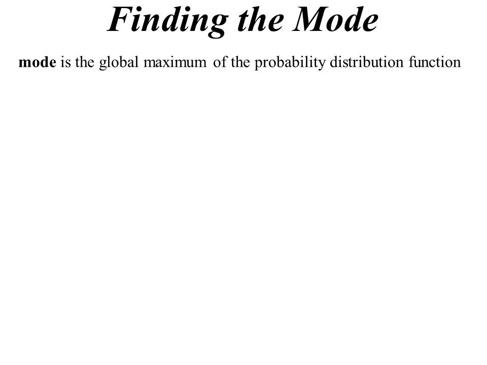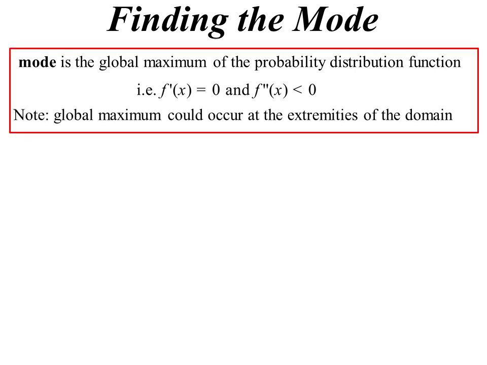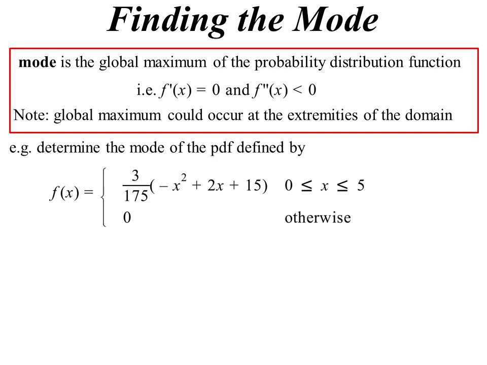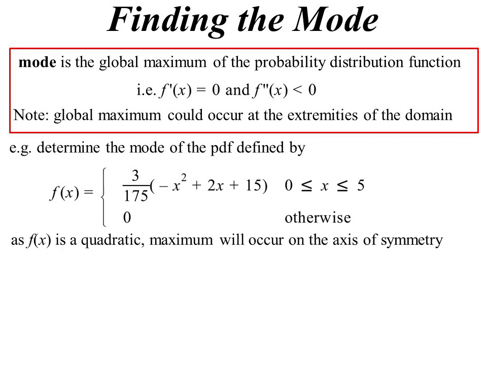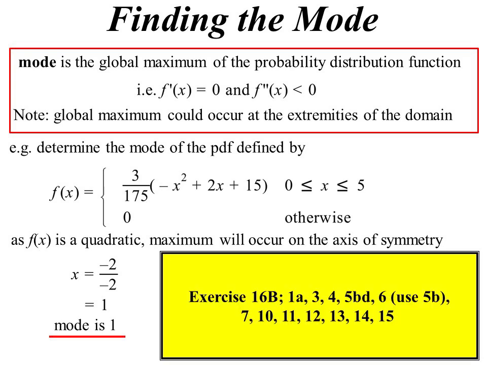If I want to find the mode, it is the maximum of my probability density function. So I know the derivative will be 0, the second derivative will be less than 0. It's certainly quite possible that it could happen at the extreme points of the domain, because we've got a restricted domain, so maybe it'll be there. So sometimes we need to check the extremities. Here's my density function, but nicely this one's a quadratic, so I don't need to use calculus. I've got an upside down parabola. So I know it's going to happen at the axis of symmetry, so it's going to happen when x equals 1, so there's the mode, 1. Okay, so 16b.